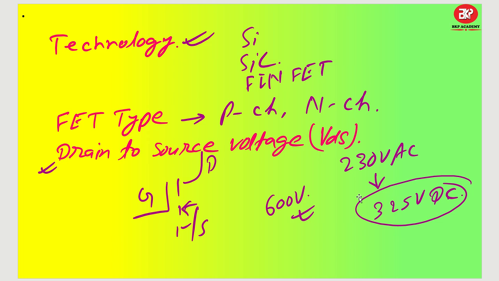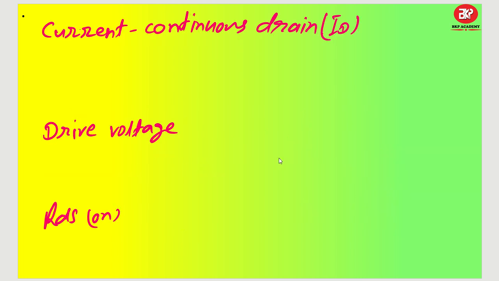Understood? Coming back to the other parameters, let us say we have continuous drain current. So how much current that you want to go ahead with, that will be called ID, that is continuous drain current. Here only you will be seeing the pulse drain current, ID pulse. The pulse value will be a little bit higher compared to the continuous drain current capability.